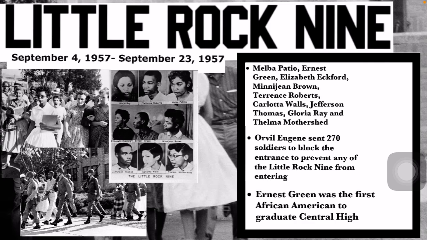Arkansas Governor Orval Faubus sent 270 soldiers of the National Guard to block the entrance. His intention was to defy the federal ruling. This case attracted national attention. After 9 days, the students returned to the school again. After being discovered by white protesters, the students were sent home. After being separated from their classmates and facing angry, violent mobs, Ernest Green was the first African American student to graduate from Central High.